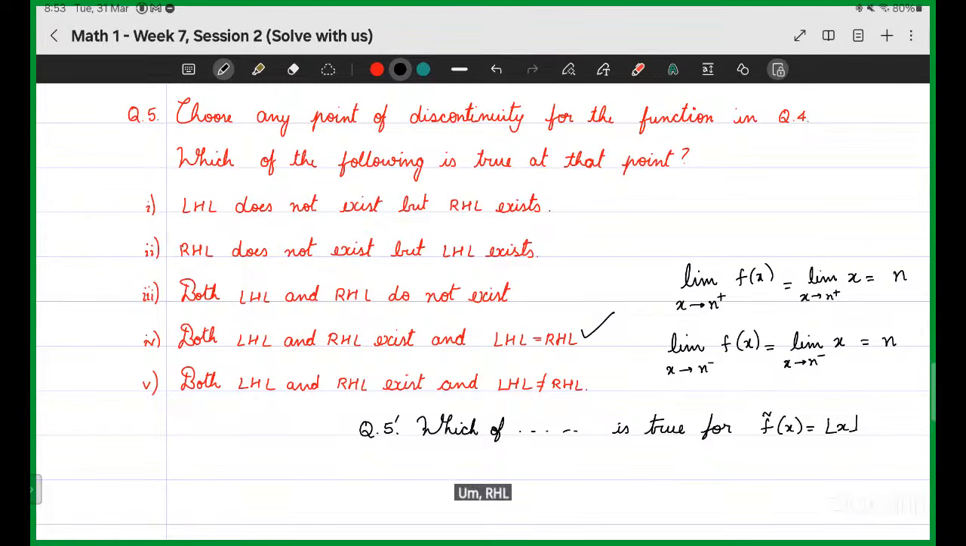RHL will exist and LHL will also exist, but they won't be the same. So you're saying it's option 5. Yes. What about the others? Yes, sir. Same.